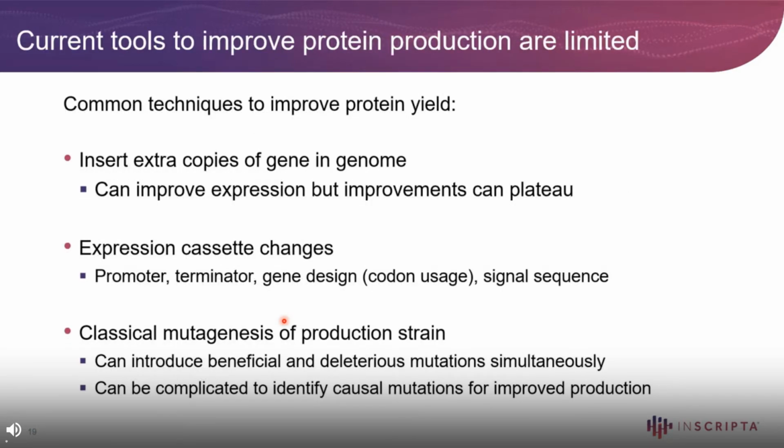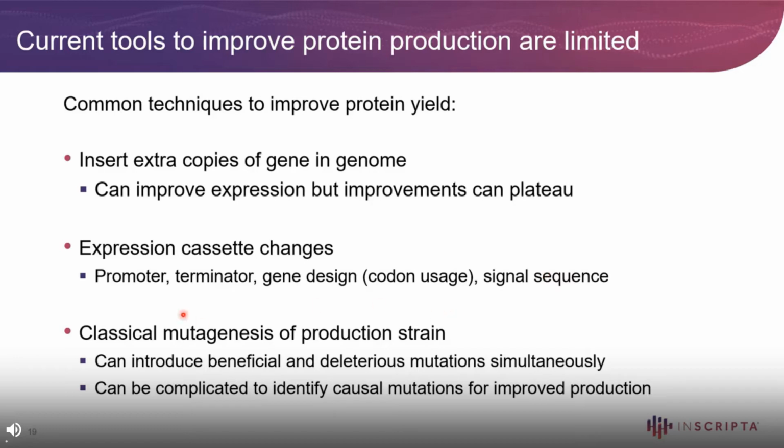And really, the current tools to improve protein production are quite limited. One common technique is to insert extra copies of a gene within the genome. So this can definitely improve expression, but those improvements tend to plateau. You can tinker around with the expression cassette. So you can target the promoter or use alternate promoters, different terminators. You can change the gene design, codon usage or codon optimization. Or if your protein is secreted, you can try different signal sequences.